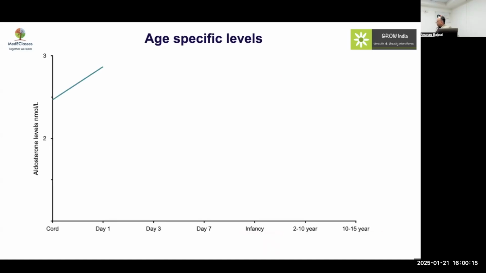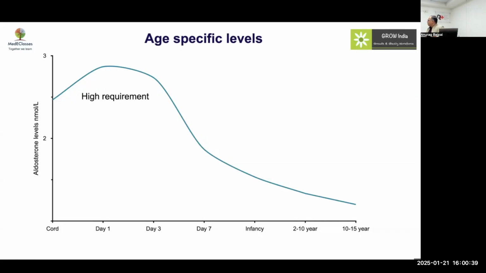So aldosterone is a very interesting hormone. The levels are low, but then they go up very high, and then they drop down subsequently. So around day 7 or so, your levels may be pretty high as compared to an adult individual, and that's why the fludrocortisone requirement may be very, very high in CAH, especially in the initial phase. So requirement will be high, but as somebody ages and they have enough salt intake, the requirement may come down.